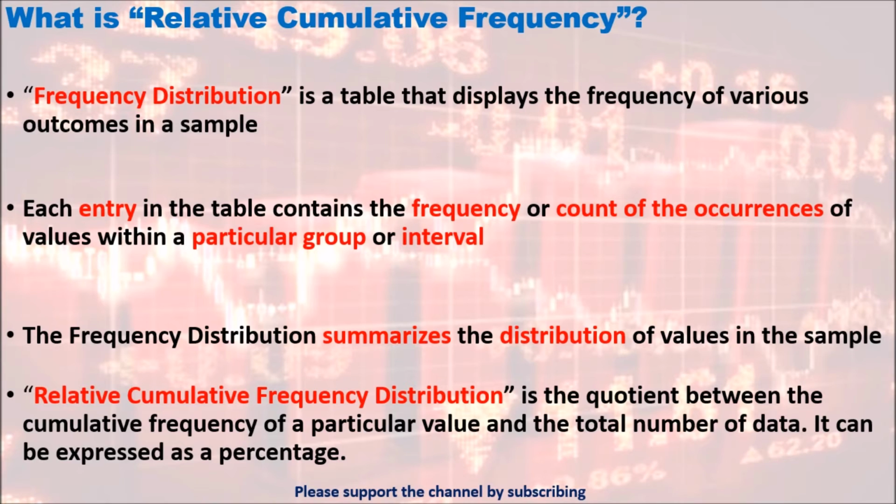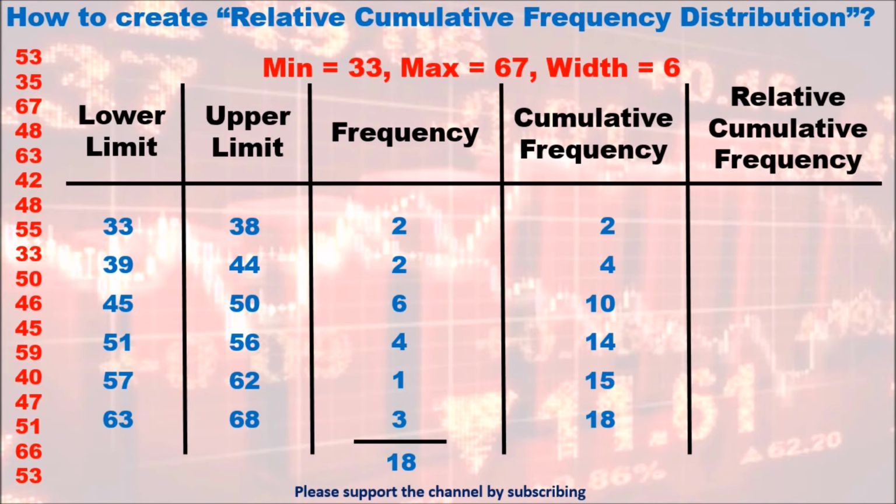Now what we'll do is, as we did in the earlier example for cumulative, we will go through and fill in the relative cumulative frequency values. So we're going to be using the same example. We have the lower limits, the upper limit, frequency, and the cumulative frequency already filled in for us.